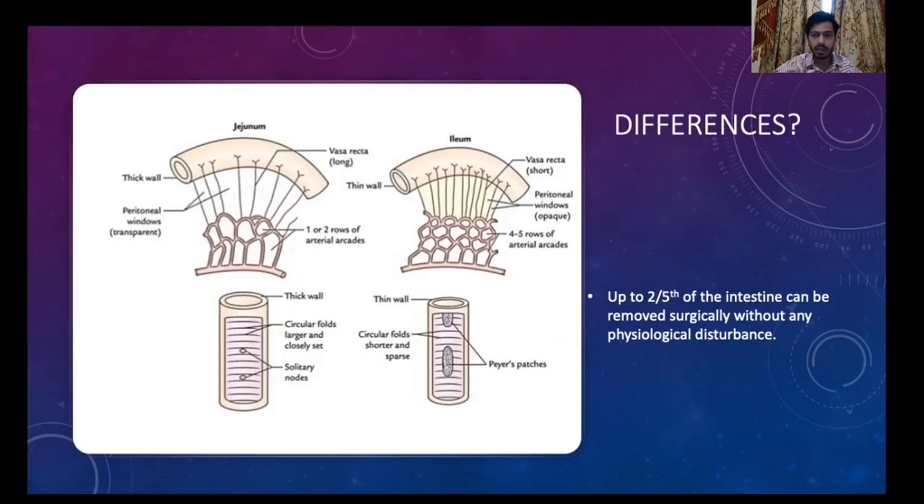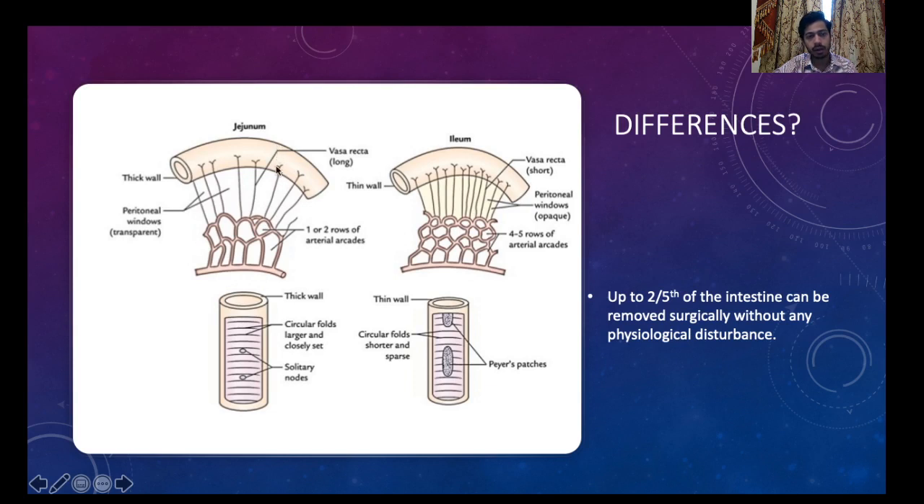So like I mentioned in the previous slide, if you discuss histological differences within the jejunum and the ileum, you would probably find that the jejunum is much thicker, and when it's thicker, it actually has a larger lumen. It's not very clear in this image, but it does have a larger lumen than the ileum, which has a thin wall. The vasa recta is the architecture which supplies the blood supply to the small intestine.